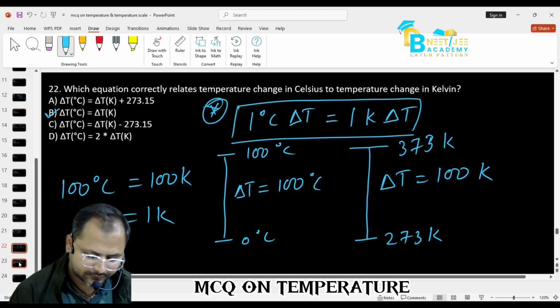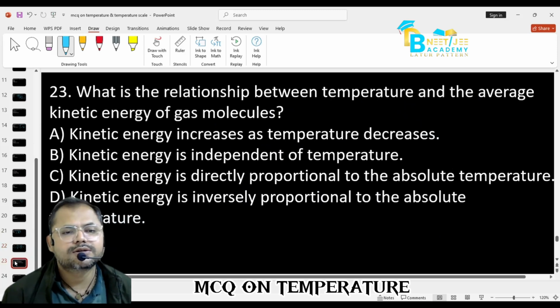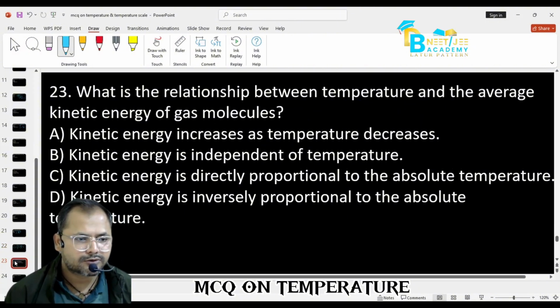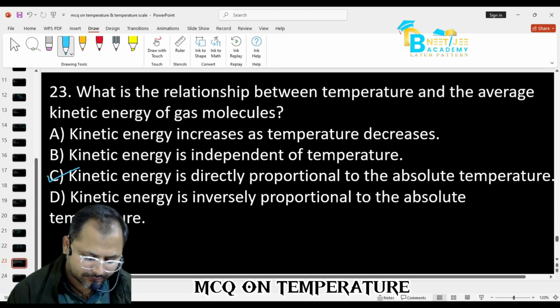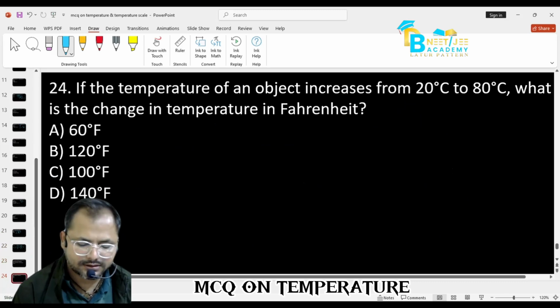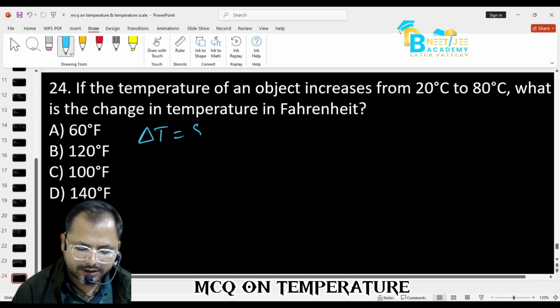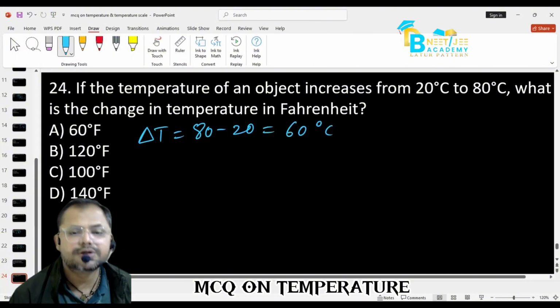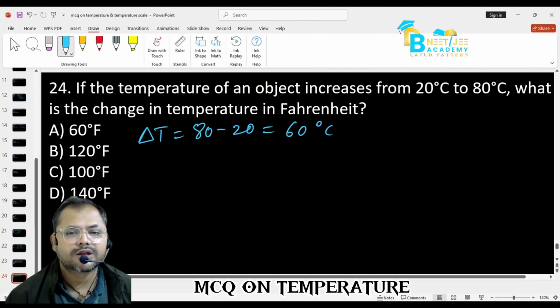Okay, so next question. What is the relationship between temperature and the average kinetic energy of gas molecules? Kinetic energy is directly proportional to absolute temperature. If the temperature of an object increases from 20 degrees Celsius to 80 degrees Celsius, so change in temperature 80 minus 20 equal to 60 degrees Celsius. Change in temperature is 60 degrees Celsius. What is the change in temperature in Fahrenheit?